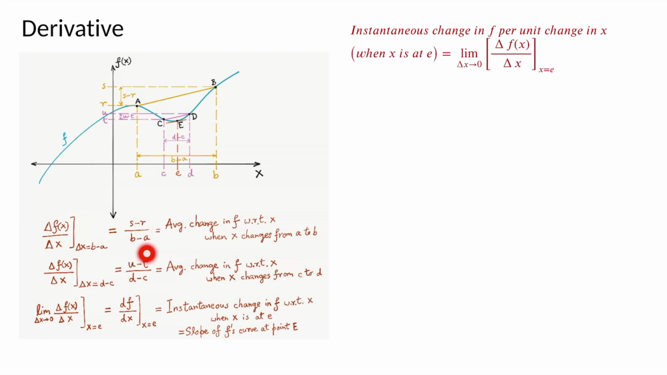So this would be called the average change in the value of f with respect to x when x changes from a to b. Why average? Because b minus a is a distinct finite increment along the x-axis, and we are measuring the change in the value of f per unit change in x. So, in that sense it is the average.